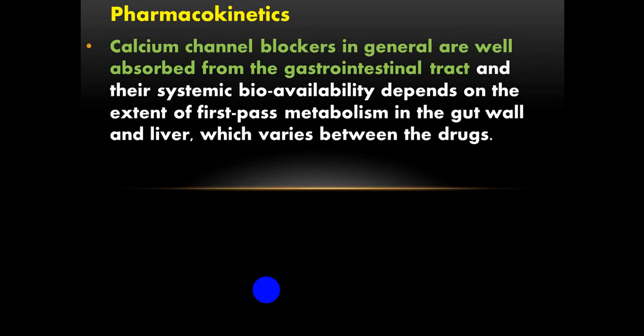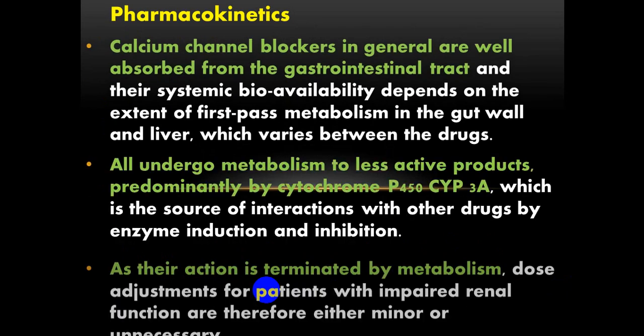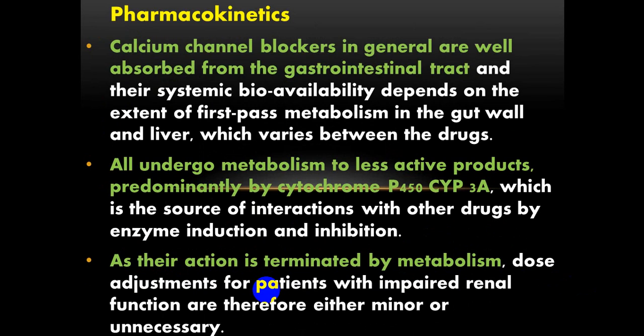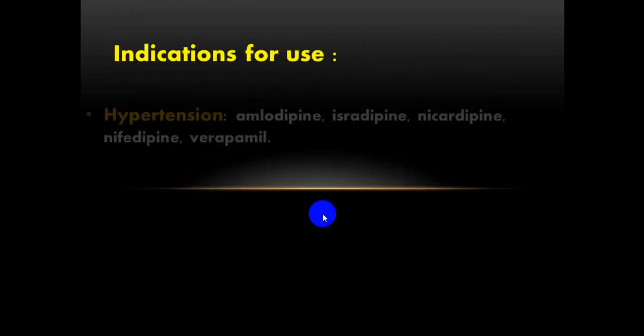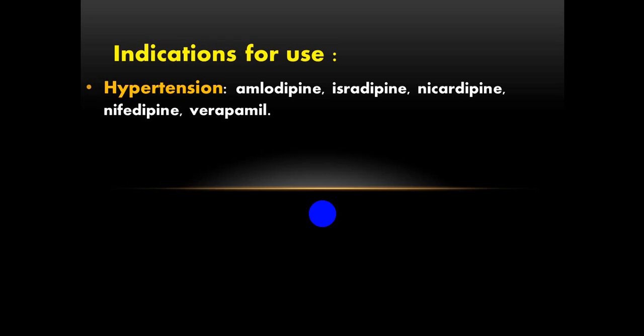Pharmacokinetics: calcium channel blockers in general are well absorbed from the gastrointestinal tract. All undergo metabolism to less active products, predominantly by cytochrome P450 CYP3A, and their action is terminated by metabolism. Indications: the main indication is hypertension, for example amlodipine, isradipine, nicardipine, nifedipine, verapamil. The first indication of calcium channel blockers is hypertension.